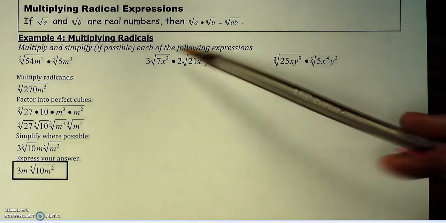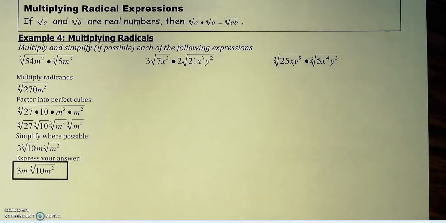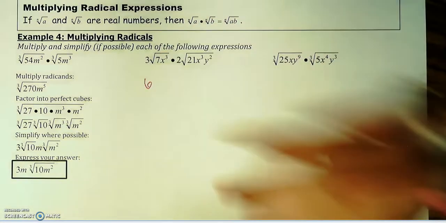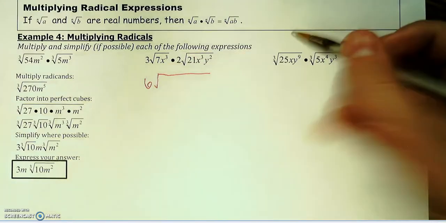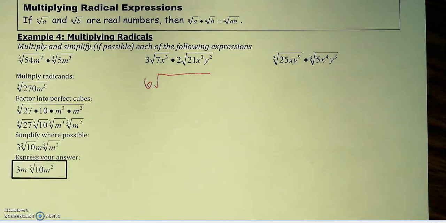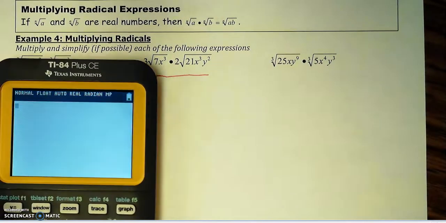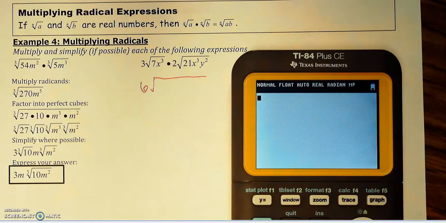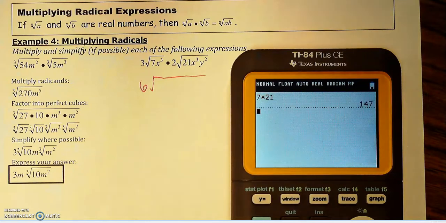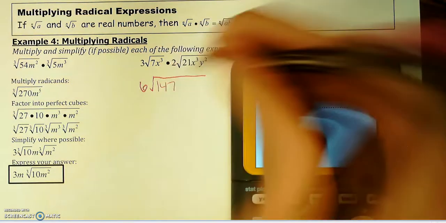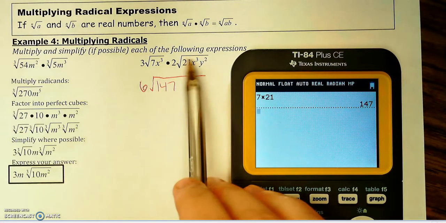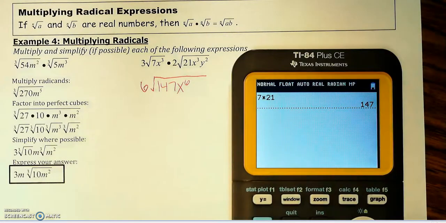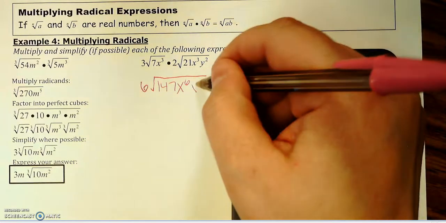So if you do have numbers outside the radical, you're going to go ahead and multiply those together. So outside the radical, 3 and 2 multiply together to give me 6. Under the radicals, I'm going to grab my calculator here real quick so you guys can see what I'm doing on the screen, hopefully, and not put it over the problem. All right, so I'm going to take 7 times 21. It's going to end up giving us 147. And in terms of the variables, x to the third times x to the second, you add those exponents, that would become x to the sixth. There's no other y in the problem, so that's going to stay y squared.